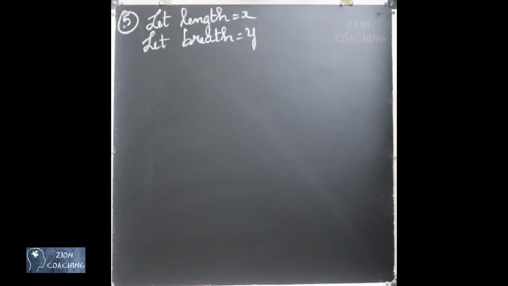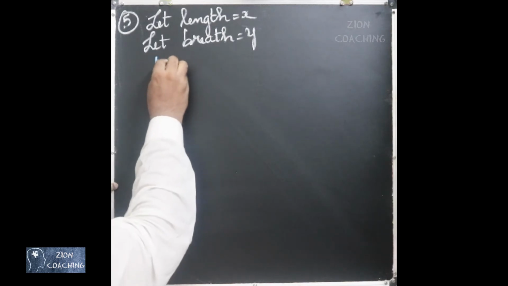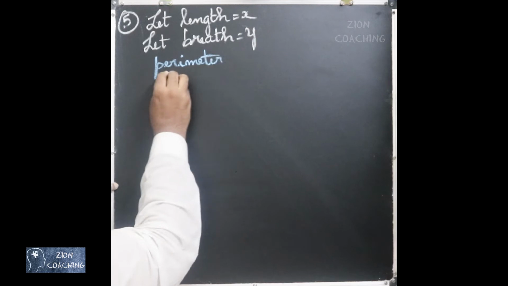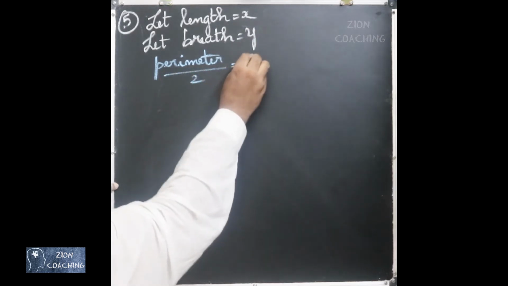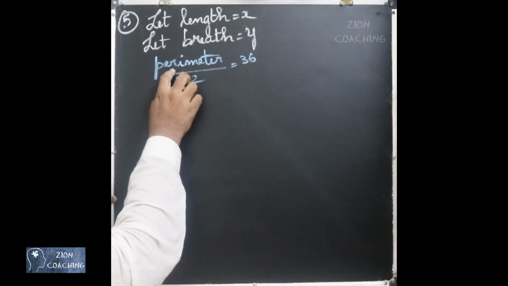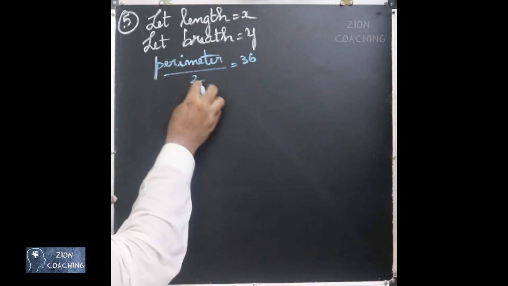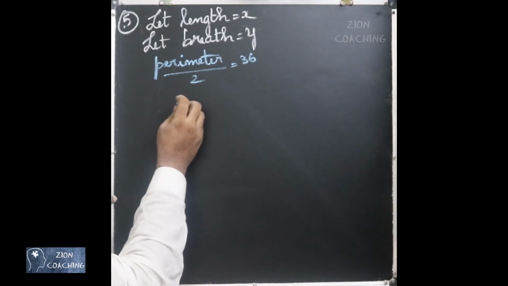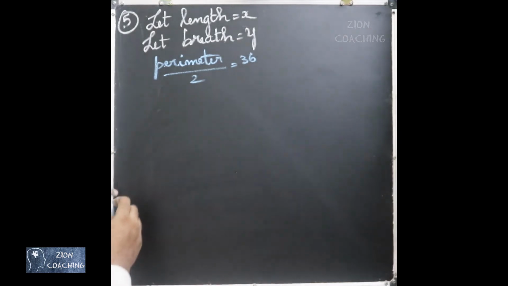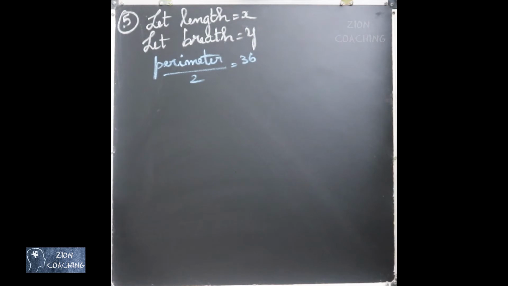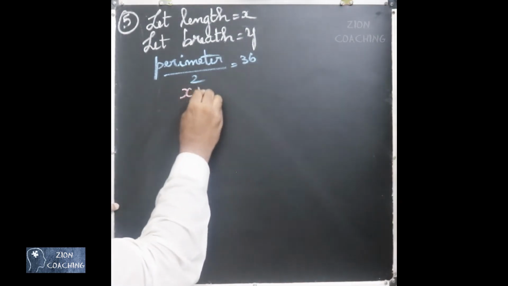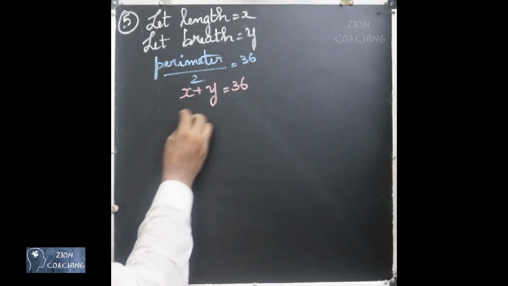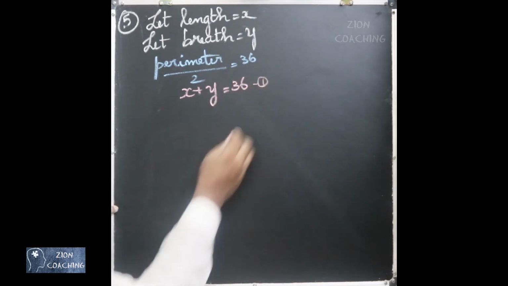meter. They have given perimeter by 2 is equal to 36. You know that the perimeter is 2 into (L plus B). So when you divide that by 2, 2 and 2 will get cancelled. So you will have just L plus B equal to 36. That is, here it is going to be x plus y equal to 36. Now keep this as equation 1.